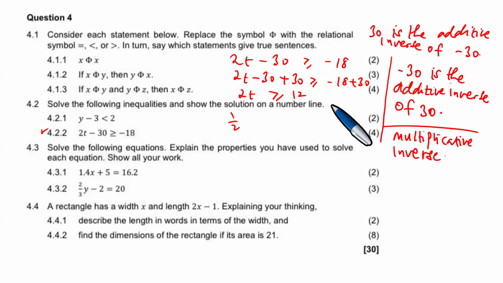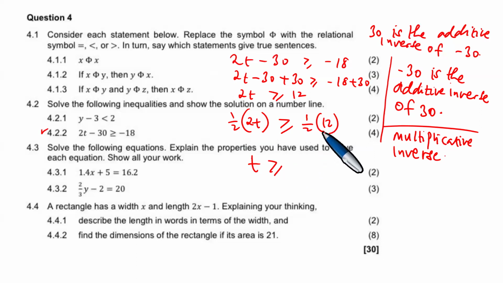So obviously what we're saying here is that we use the multiplicative inverse on both sides. The multiplicative inverse of 2 is 1/2. So that we have t is greater or equal to 1/2 of 12. You get 6. So we solve for t.